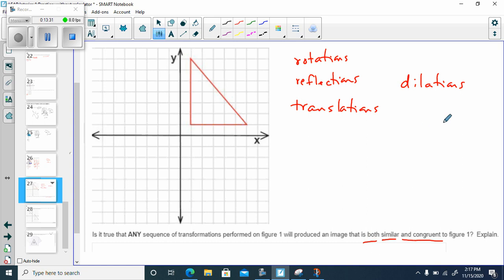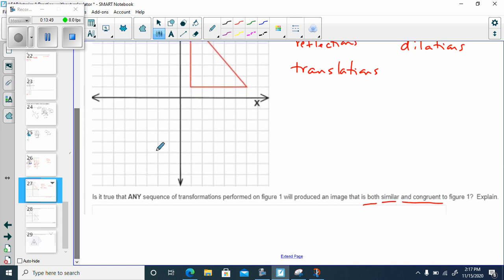What if I dilated this by a scale factor of, let's say, 2? Wouldn't it be twice the size of this original and way over here somewhere? Okay, so it would be similar, but it wouldn't be congruent. It wouldn't be the same size and shape. It would be bigger, right? So is it true that any of those transformations performed would produce an image that's both similar and congruent? No. Why?